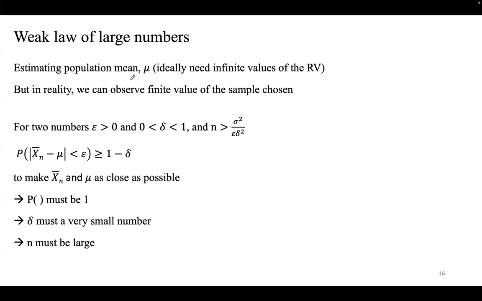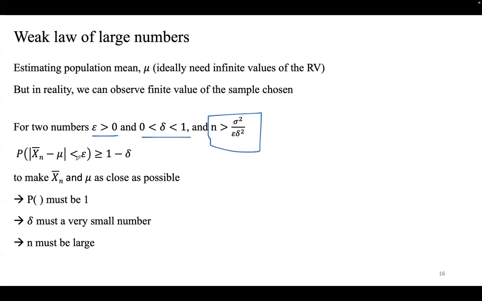Okay, so we talked about how we have sample means and sample variance with us, but we want to estimate the population mean, for example. So we will again talk about two values here. One is epsilon, which is also a small value, but it can be anything greater than 0. And delta is a very small value, normally between 0 and 1. And you're defining n as sigma squared divided by epsilon delta square.